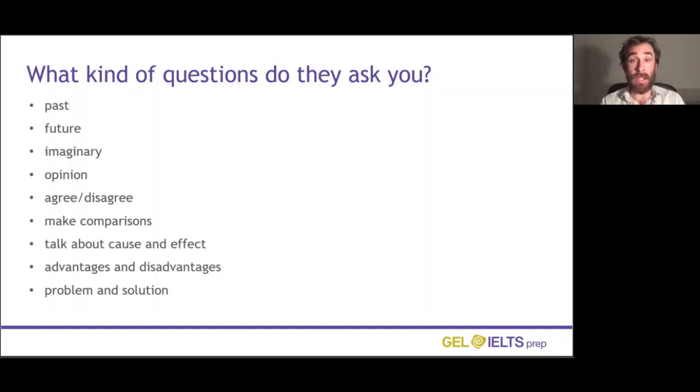So let's look at some example questions and think about what kind of grammar or function these questions are categorized as. Number one, what are the pros and cons of cheap international tourism? So what category would this question fit into? Well, this is an advantage and disadvantage question.